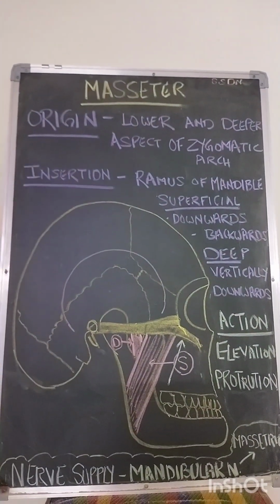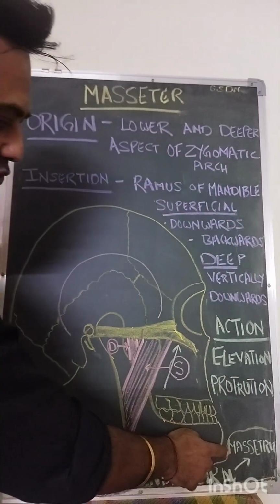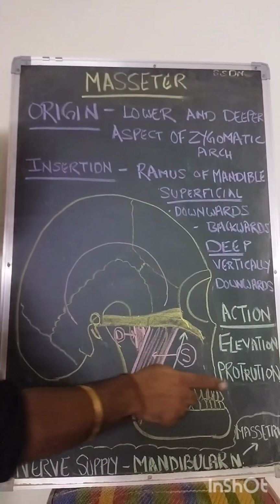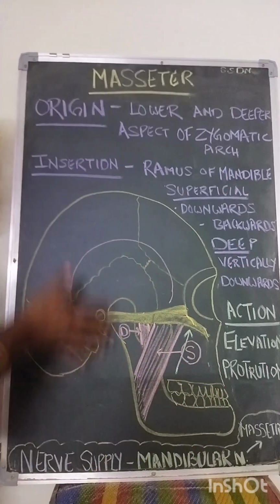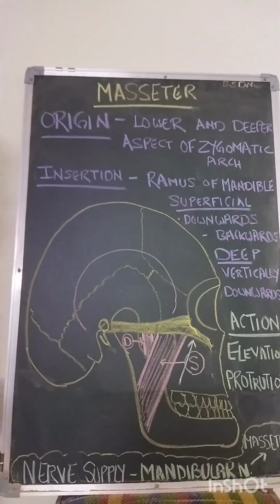Nerve supply is by the mandibular nerve, to be more precise by the masseteric branch of the mandibular nerve. So origin, insertion, action and nerve supply are very important points to be written for any muscle.